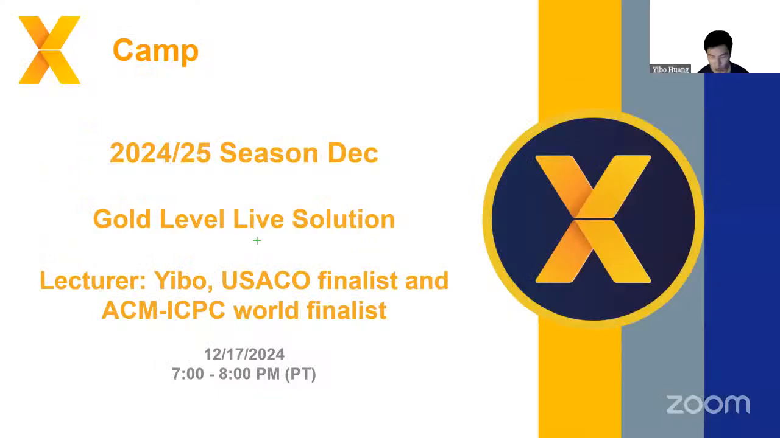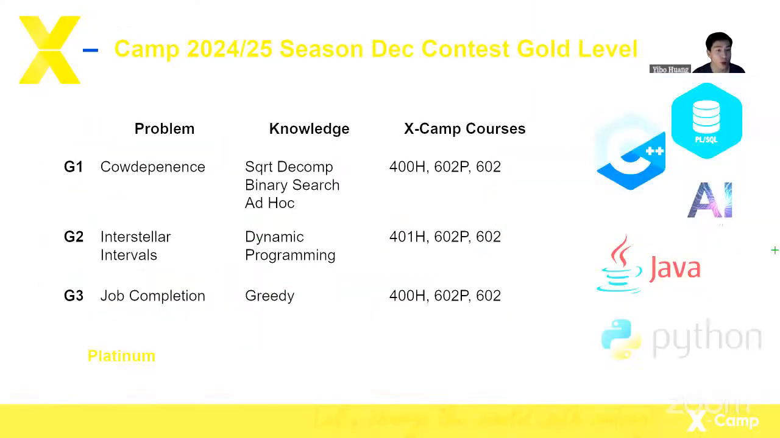Yeah, so for our three goal problems, we had Cowdependence, Interstellar Intervals, and Job Completion. The knowledge required for the first problem is square root decomp, binary search, and or ad hoc. For our second problem, we have a relatively standard dynamic programming problem with some optimizations needed. And for the third problem, we had a greedy. Now, the XCAM courses that covered all this knowledge are going to be 400, 401, 602P, and 602.